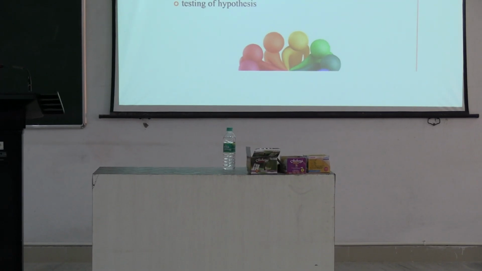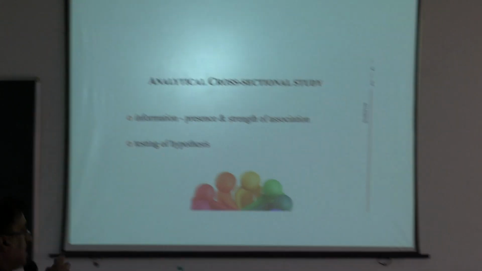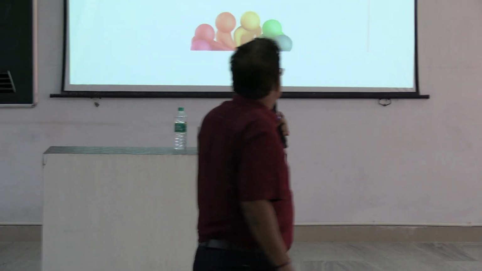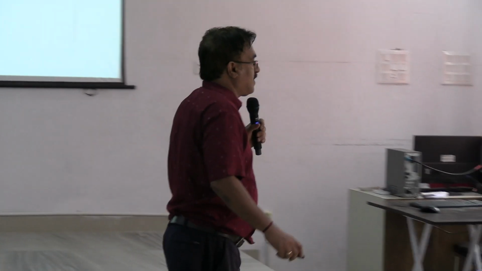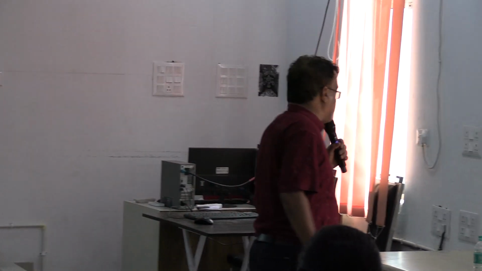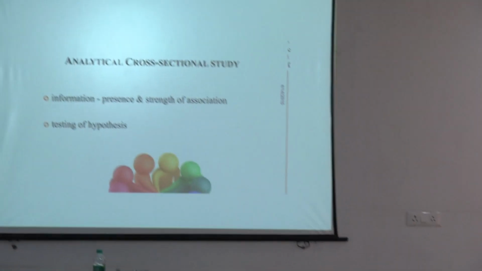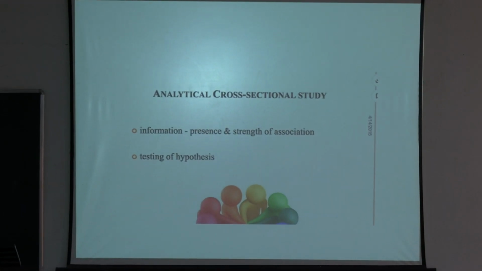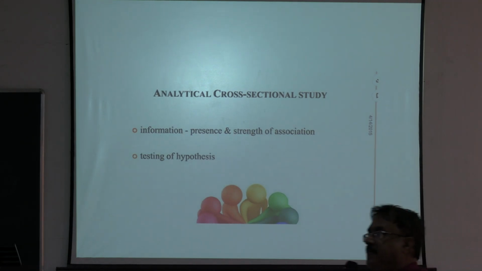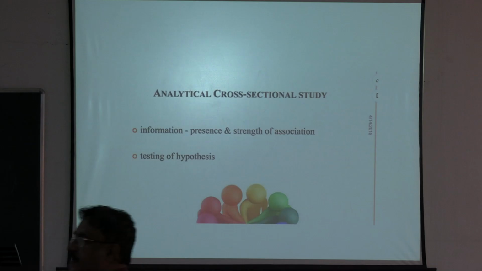Okay. So here it is important: the information you get, the strength of association and testing of hypothesis. Because actually this causes that. And sometimes you get what is called a wrong association.